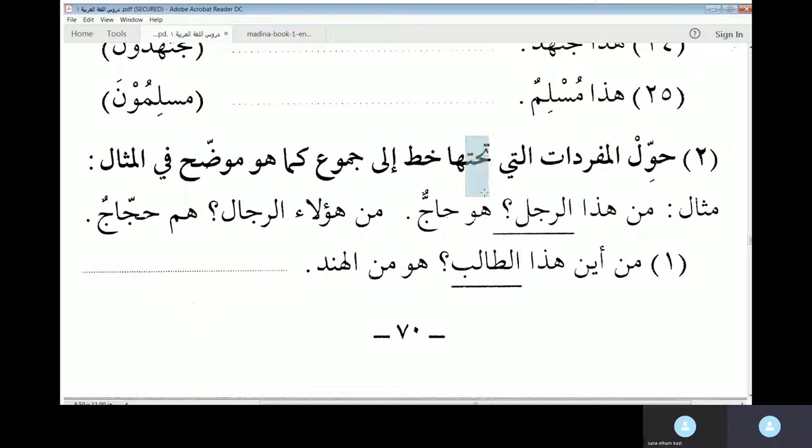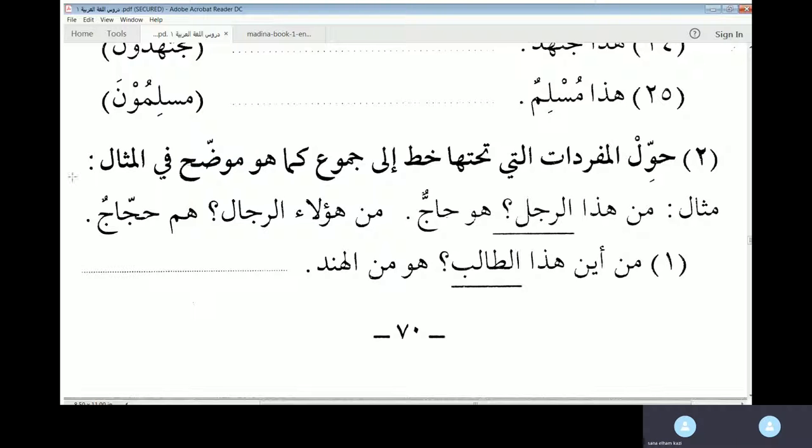Khat is underlined, under it. Ila is to, into. Jumu' means plural. Change the following underlined singular words into plural words, like it is explained in the example. Kama huwa is like it. Muwazza'i fil misal means explained or shown in the example.